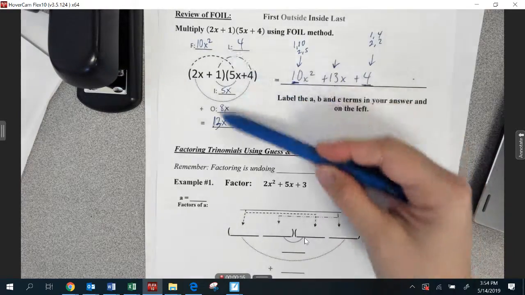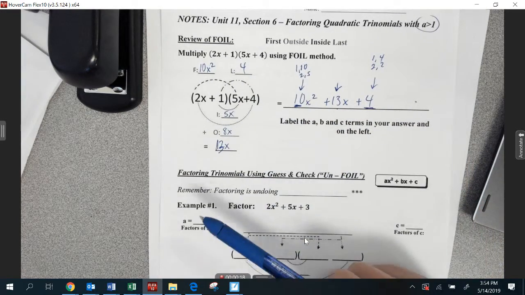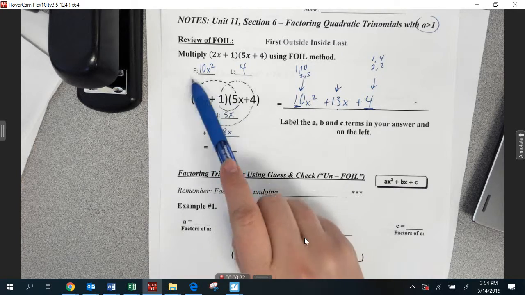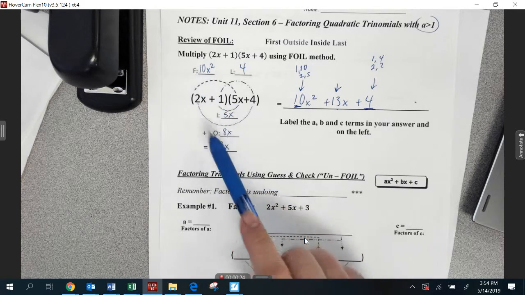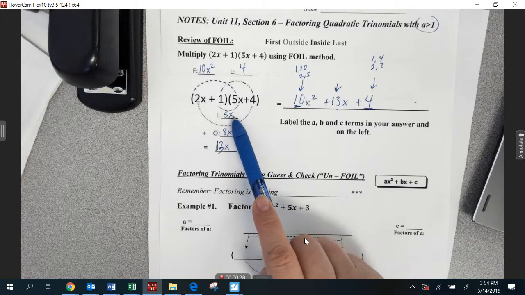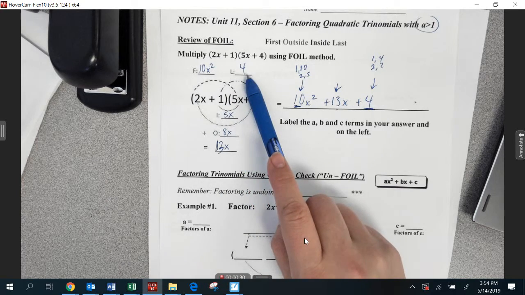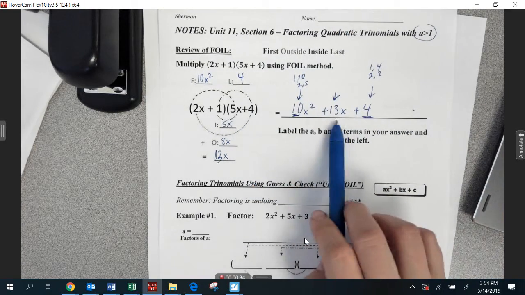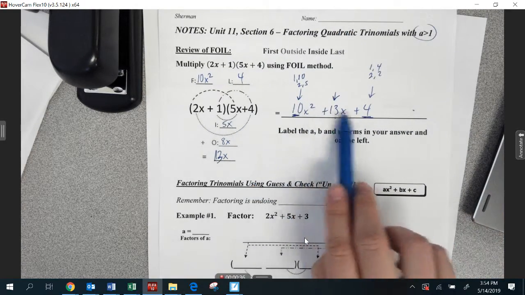Now, I've already gone ahead and just quickly reviewed for myself how FOIL will work. So I multiplied 2x and 5x and got 10x squared, 2x and 4 and got 8x, 1 and 5x and got 5x, and 1 and 4 and got 4. Then, of course, you'd combine your like terms and get 13x. So this would be my answer.